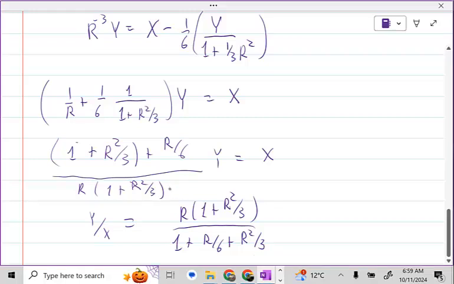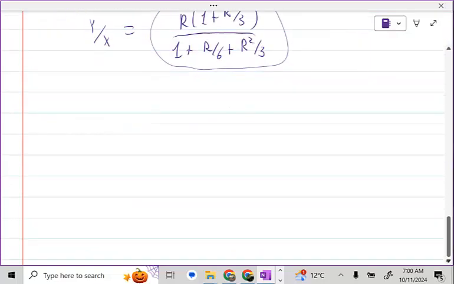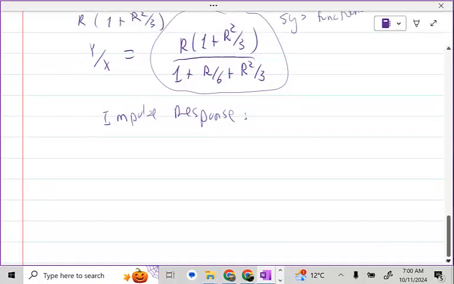So this is the system functional. All right, you could write it this way. And the next thing we want to do is find the impulse response. Okay. Now, to find the impulse response, basically you want to expand.